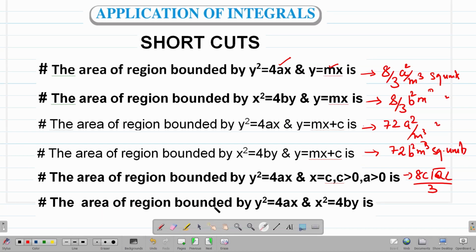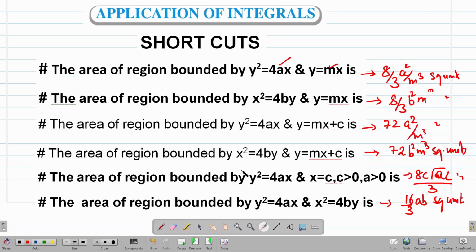Next, the area of the region bounded by two types of parabola, that is y square is equal to 4ax and x square is equal to 4by, is 16 by 3 into ab square units. Again, a from this parabola and b from the second parabola.